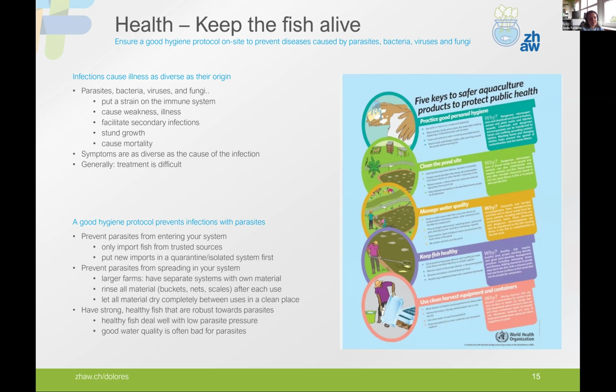Larger farms can probably profit from having separate systems. Then if something is wrong in one system, you still have a healthy system that basically feeds you and brings money in. Make sure that you rinse your material, your buckets, your nets, your scale after each use with clear water, and then let it dry. That's the best you can do to prevent any infection. Just let the material dry completely in between, in a clean place.